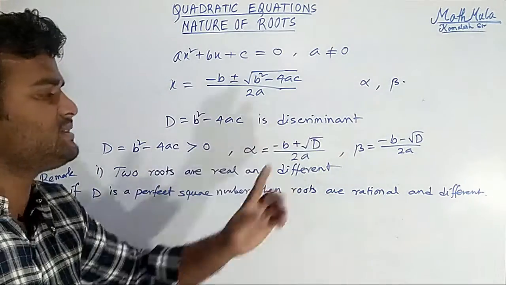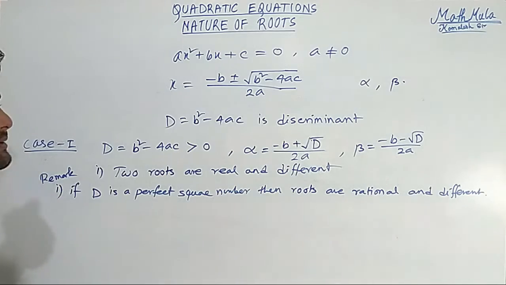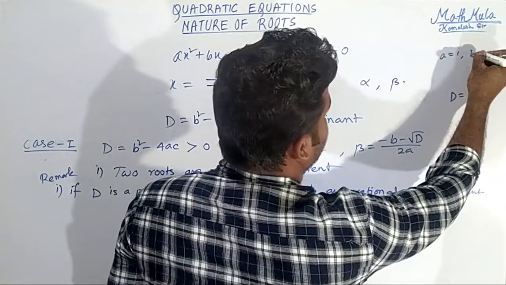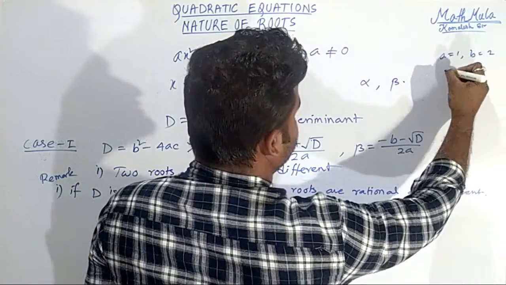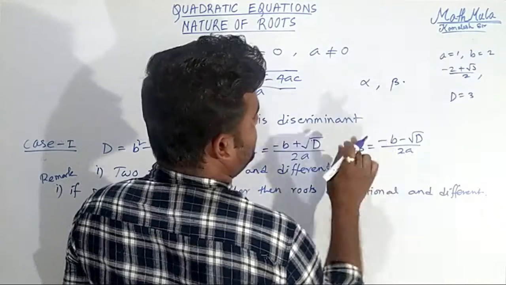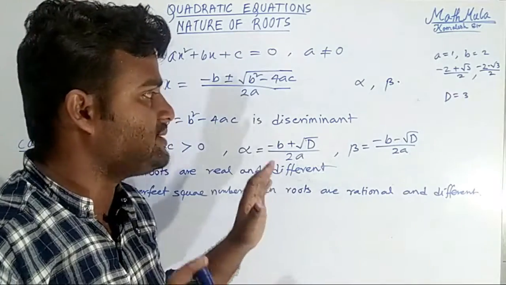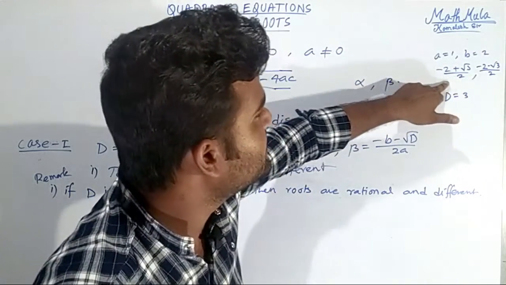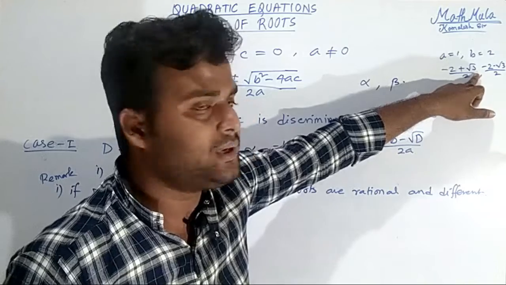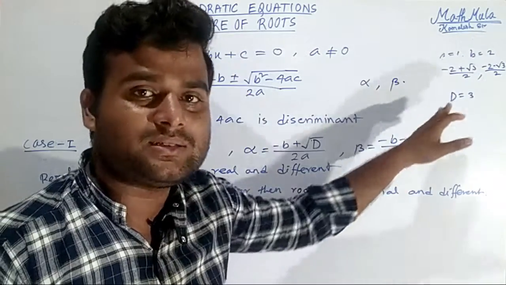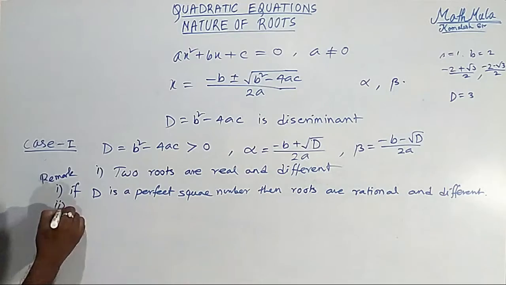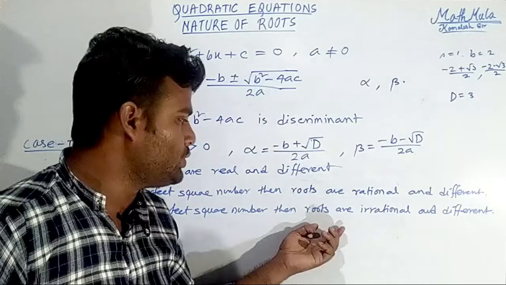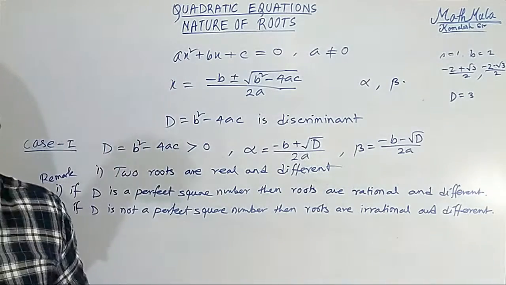Now if D is not a perfect square number, like the value of D is 3, a equals 1 and b equals 2, then we get the value of alpha and the value of beta. If D is not a perfect square number, then the nature of roots will be like this. That means there is an irrational number. So the whole root is an irrational number. That implies, remark 2: if D is not a perfect square number, then the roots are irrational and different.